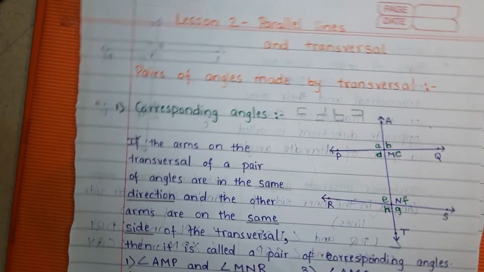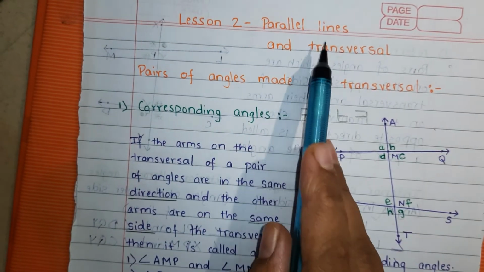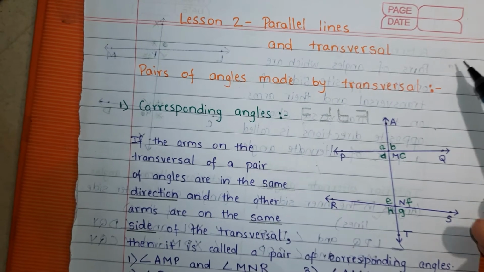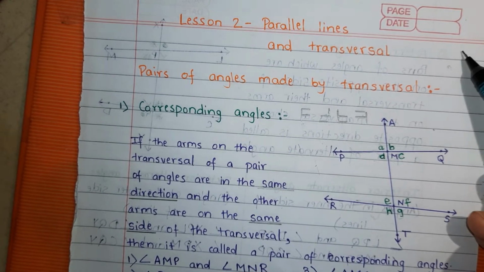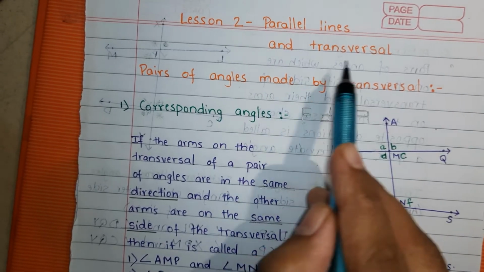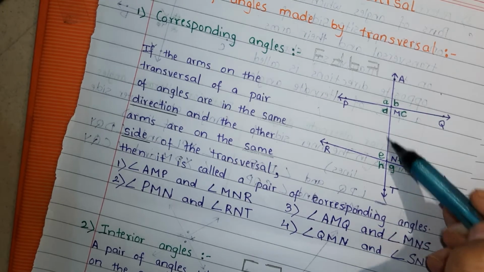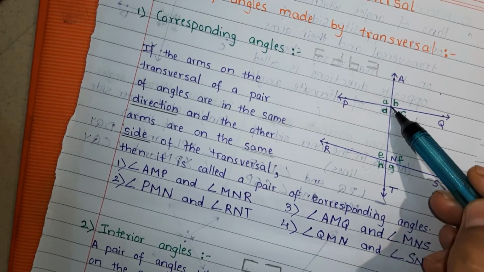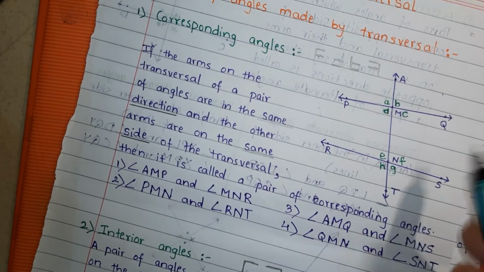Hello students, we are studying lesson number 2, parallel lines and transversal. Parallel lines means the lines which never intersect each other. For example, the lines in our notebook. And transversal means the line, this line is called transversal, which cuts the two given lines in two distinct points. Such a line is called a transversal.